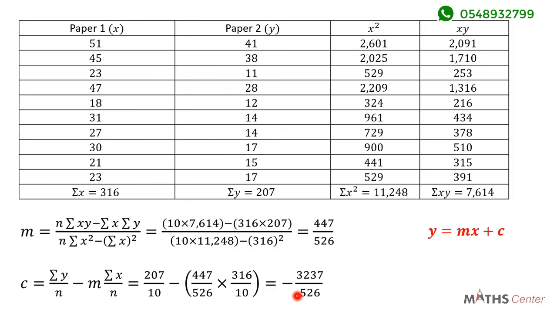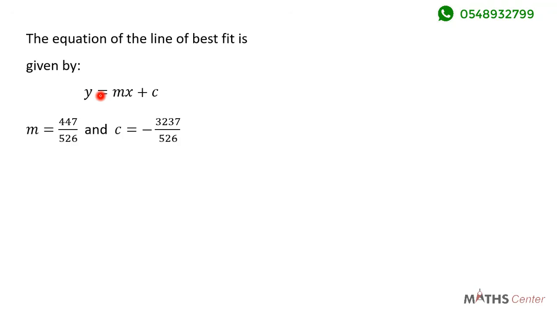And this gives us negative 3237 divided by 526. So we have the value of m and we have the value of c. And so we can find the equation of the line. We know that the equation of the line is given by the formula y is equal to mx plus c. M is 447 divided by 526, and c is negative 3237 divided by 526.